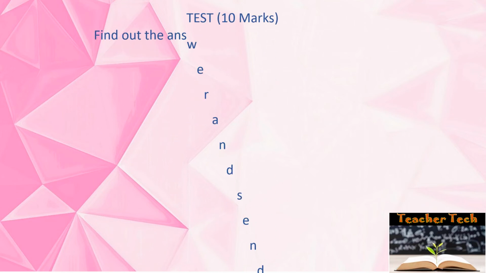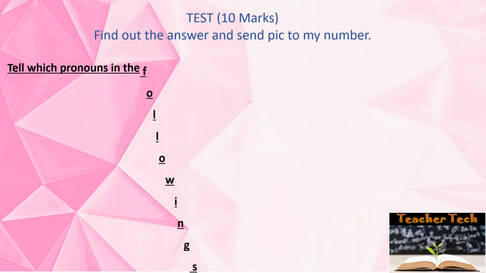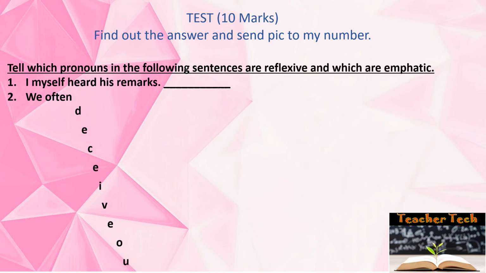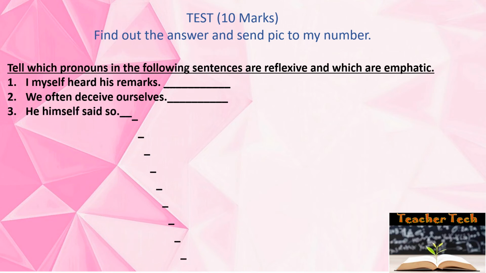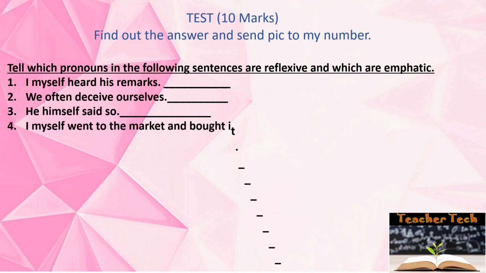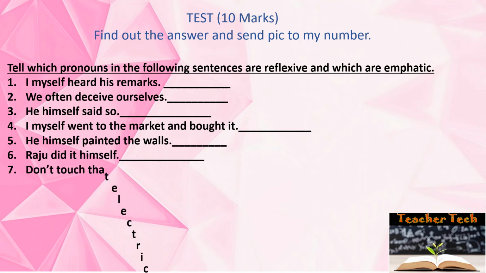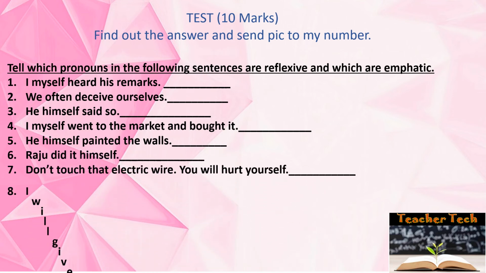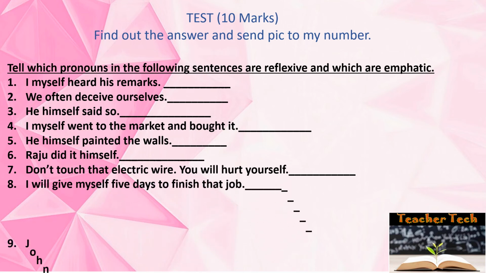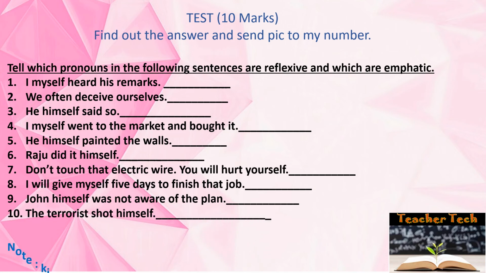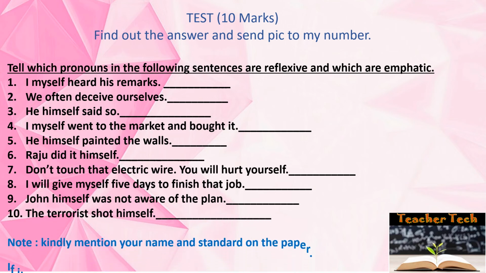I have given you a test of 10 marks. Find out the answer and send the pic to my number. This is the same reflexive and emphatic. You ask the question to the verb: what, whom, to whom, or for whom. If you are getting the answer myself, herself, itself, then it's a reflexive. And if you don't get the answer, then it is an emphatic pronoun. See, I have given you a note. Kindly mention your name and standard on the paper when you are sending me the pic. If it is not there, I will not check and I will not send it back.